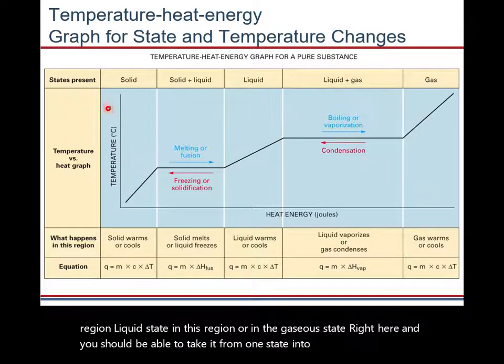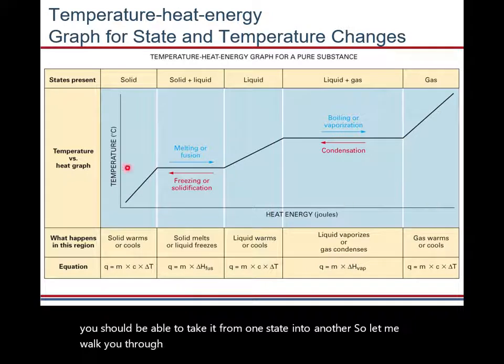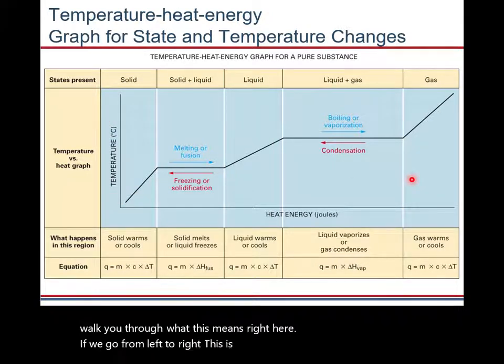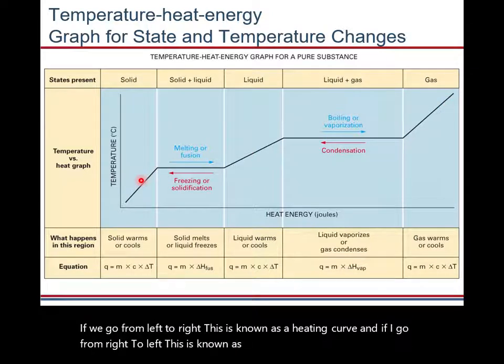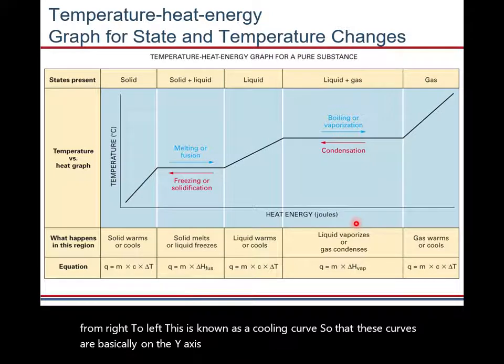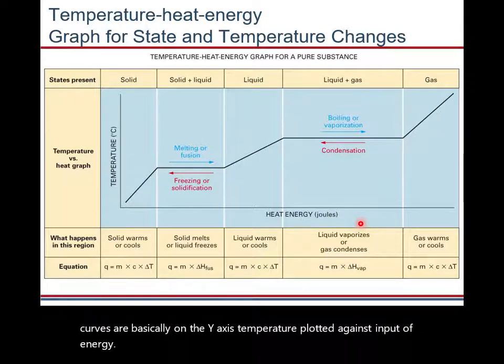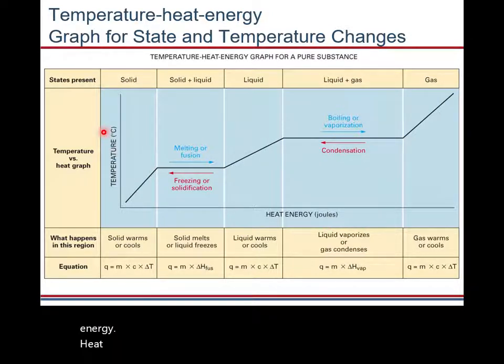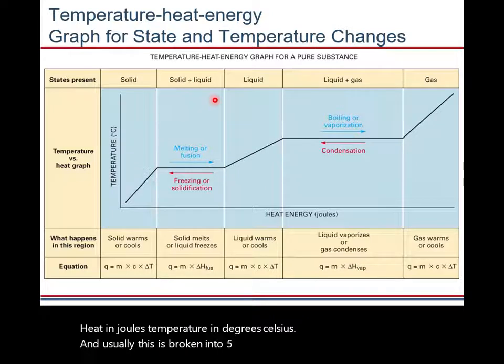So let me walk you through what this means right here. If we go from left to right, this is known as a heating curve, and if I go from right to left, this is known as a cooling curve. So these curves are basically on the y-axis temperature plotted against input of energy, heat in joules, temperature in degrees Celsius. And usually this is broken into 5 regions: solid, solid and liquid, liquid, liquid and gas, and gas.